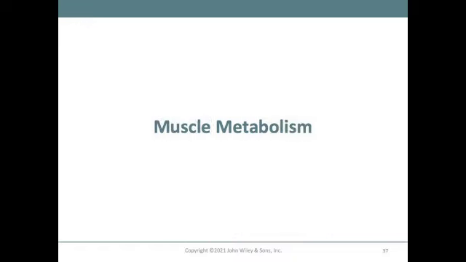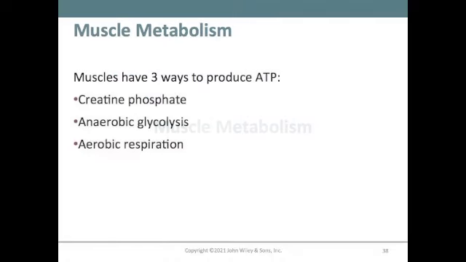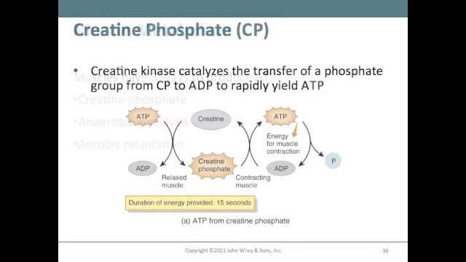Muscle metabolism, on page 325. Muscles have three ways to produce ATP: creatine phosphate, anaerobic glycolysis, and aerobic respiration. At least two of those, anaerobic glycolysis and aerobic respiration, you should already be familiar with from the Krebs cycle that you studied in Bio 100 and Bio 111. Creatine phosphate is another concept.